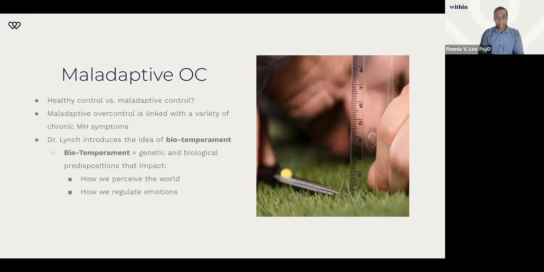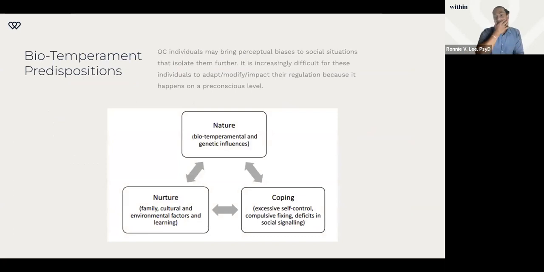So it's just the idea that there's both a genetic and biological predisposition that impacts how we perceive the world, of course, and how we feel that we have to regulate our emotions from our perception of the world, okay? Of course, there are more things that go into it. The whole idea of biopsychosocial also plays a role, and then also the coping skills that we were taught as well. So this is a graphic I pulled from the website that talks about nature, nurture, and also our coping. So in other words, biopsychosocial.